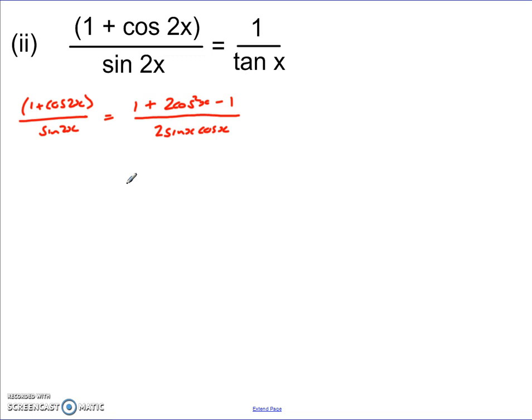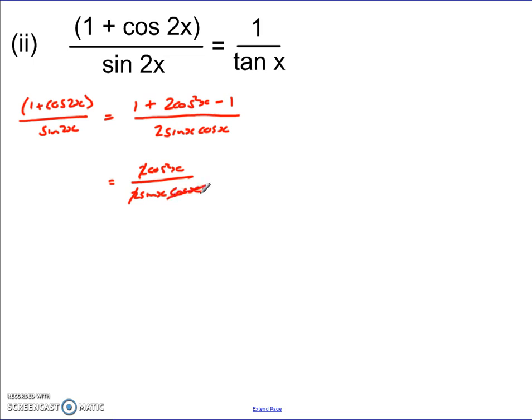Now the top, I've got the 1 and the minus 1, that cancels, so I'm left with 2cos²x over 2 sin x cos x. Now this is the point where simplification comes into play. It's a fraction, top divided by a bottom. I can cancel the 2s.